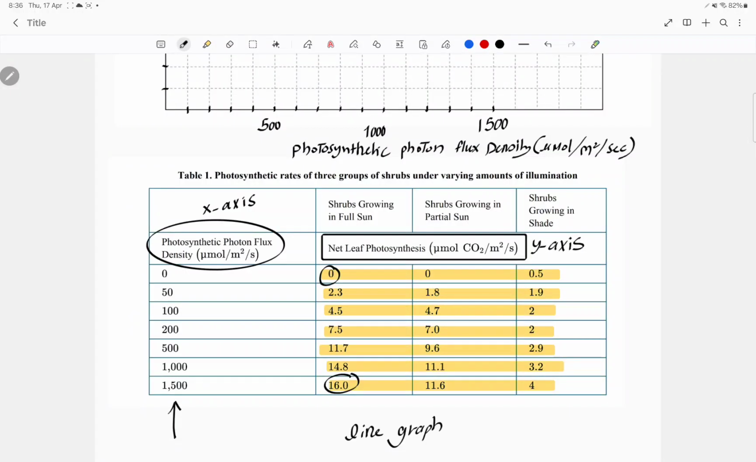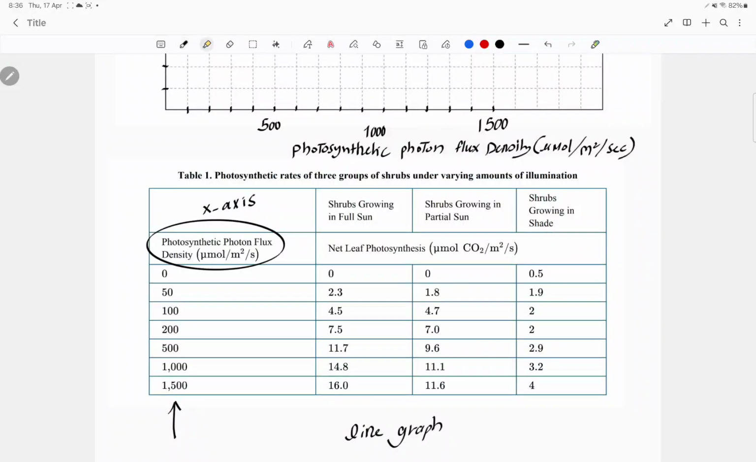We also have to use what we call a color code because we have to represent the shrubs growing in full sun with one code. Let's say I'll be using an empty circle. We must represent the shrubs growing in partial sun with, let's say, a triangle. And let's say I'll be representing the shrubs growing in shade with a square. And now it's time to actually graph. So let's just look at the data again one more time.